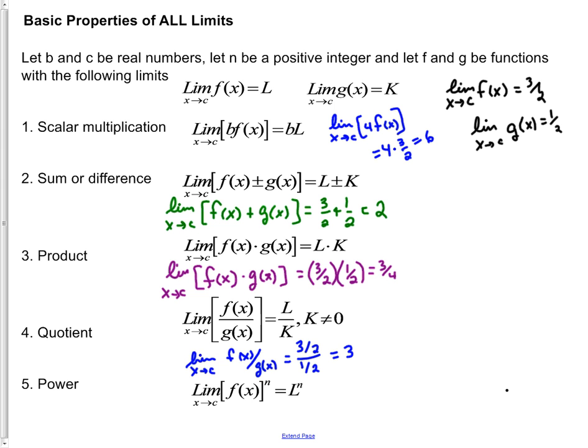Finally, let's talk about powers. The limit as x approaches c of f of x raised to any power is the same thing as that limit raised to that power, again, provided that the limit exists. So if I take our original function f of x and I want to find the limit of it squared, it would be the same thing as taking the square of the limit, 3/2, which is to say our limit is 9/4. Not too bad.